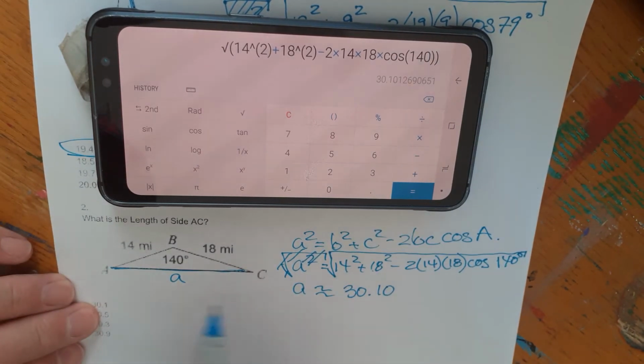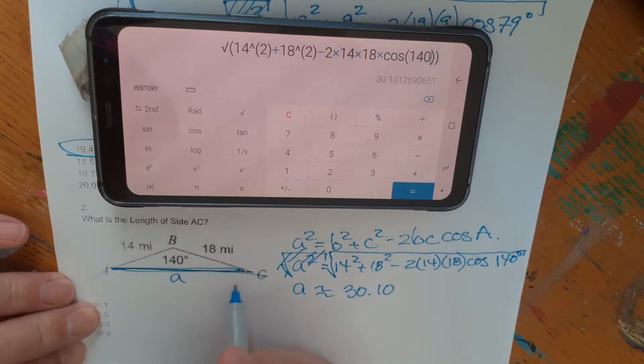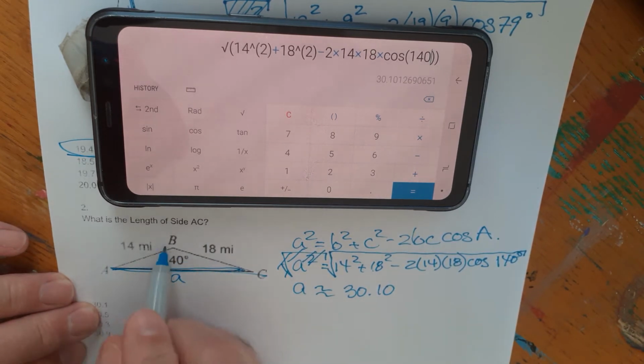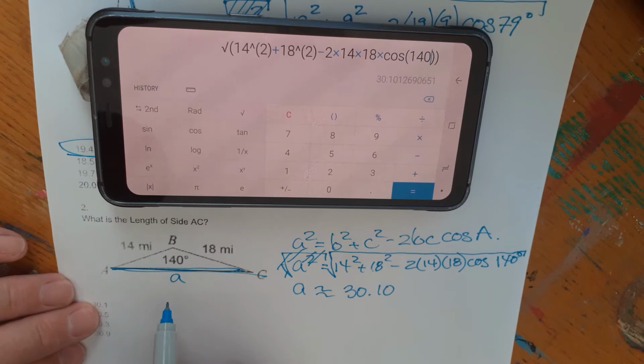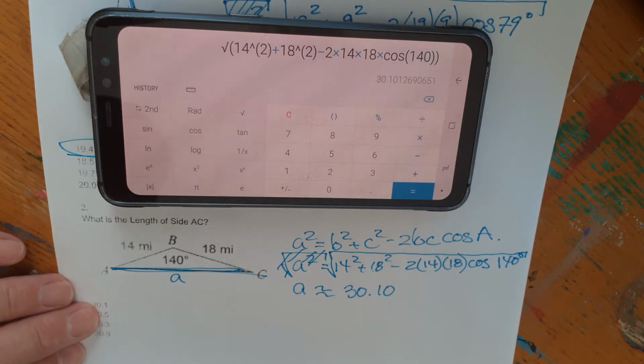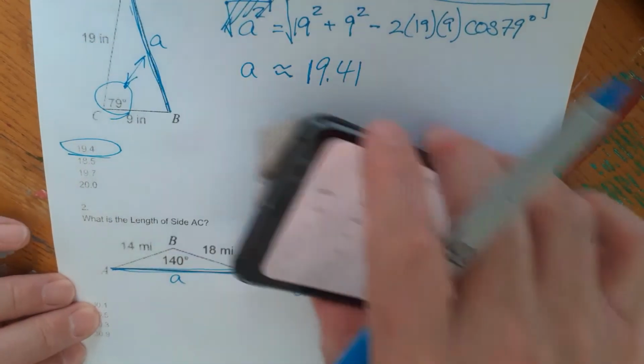And what is that telling us? That's telling us that the length of this side is 30.10 long. This one's 18, this one's 14. Notice that with the law of cosines, this is different from sine, cosine, and tangent because those dealt with 90-degree triangles. These are dealing with non-90-degree triangles.